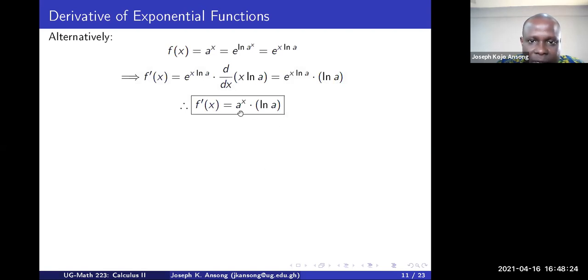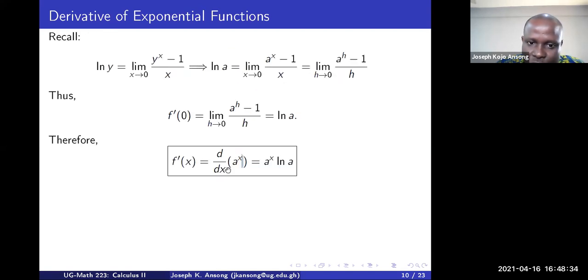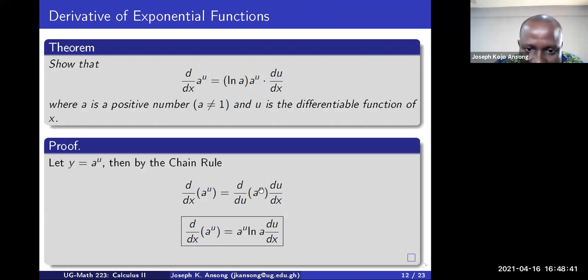Here, d/dx of this. You see, in this case, there is a u, and the variable here is u as well. So we can apply this, and you just get a to the u ln a. So we know how to do this part. That is just a to the u ln a multiplied by du/dx.